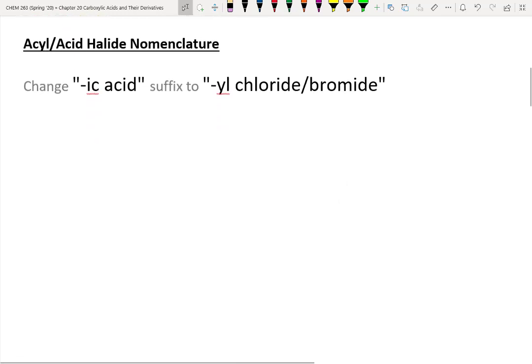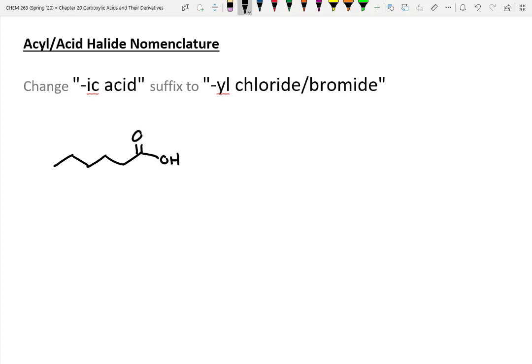All right, so the first one that I want to look at is with acid or acyl halides. And it's pretty straightforward. First thing I do is I change the -ic acid from the carboxylic acid to a -yl chloride or bromide. And so let's do a compare and contrast here. So the first one I want to do is draw the carboxylic acid.